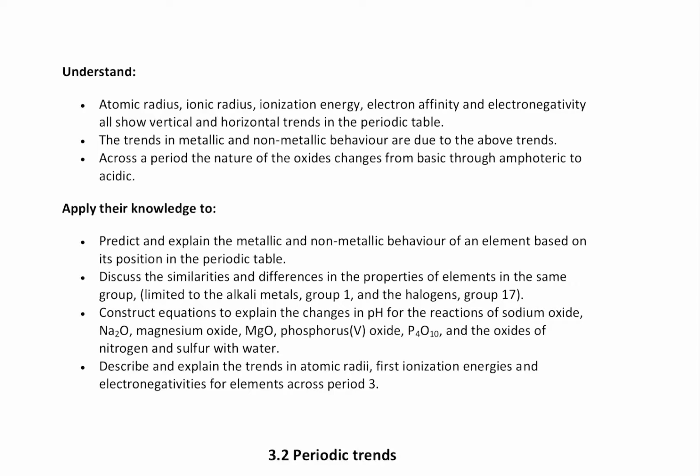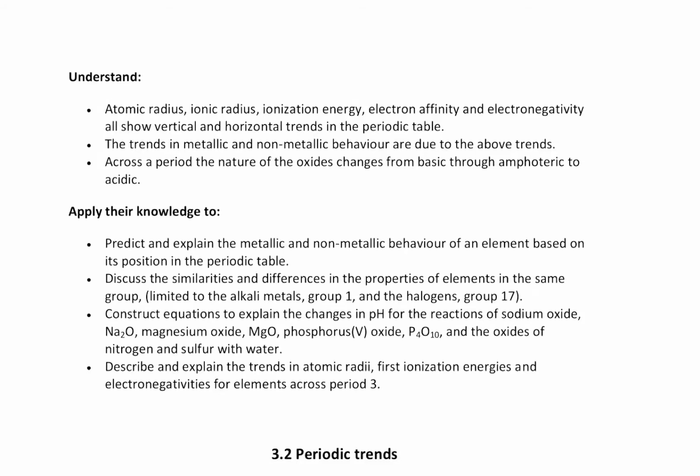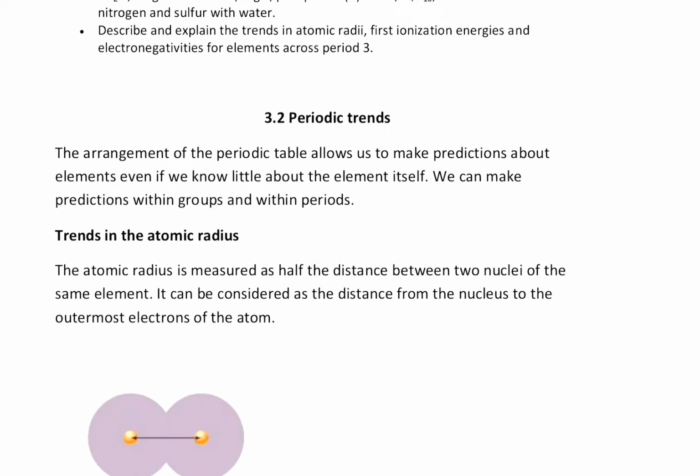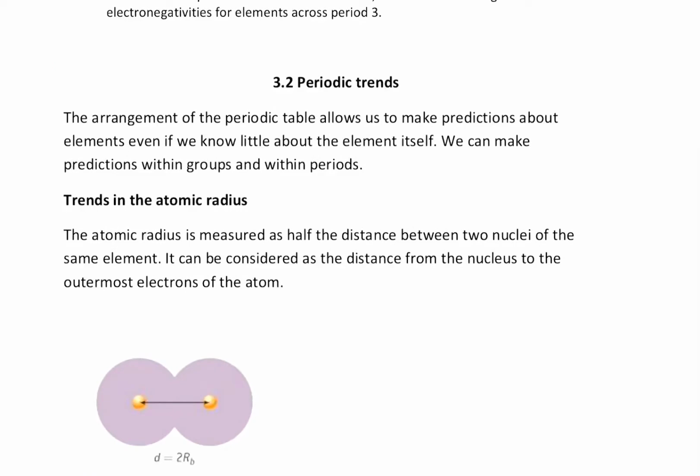Hi everyone, so we're going to be looking at Unit 3.2 Trends in the Periodic Table. These are the objectives that we're going to look at. So in the periodic table, you know that elements are arranged in order of their proton numbers, so it allows us to make predictions on the different elements.